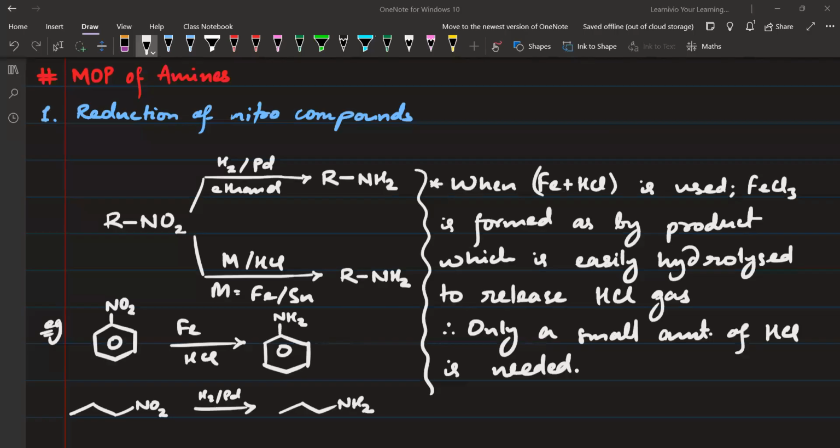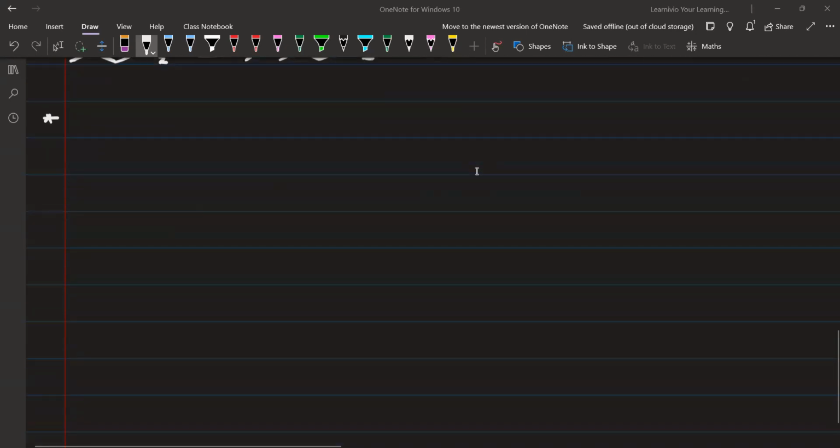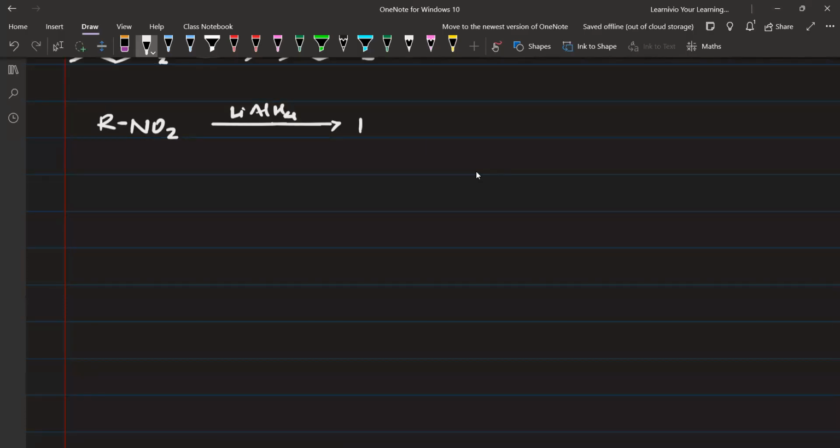Okay. So now, a very important point, which is completely not there in the NCERT, but in the exemplar, there is a question on it, okay? So the point is, one of the best reducing agents is lithium aluminum hydride. So if you have RNO2, and in the reagent we have lithium aluminum hydride, then in that case also we get amine, that is a 1 degree amine, RNH2.